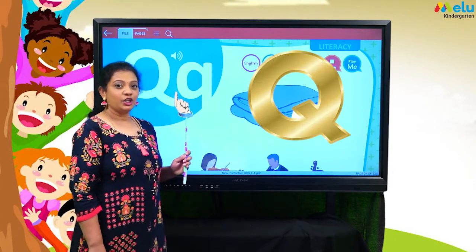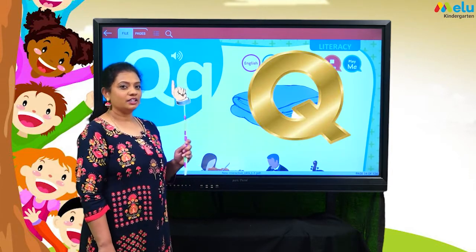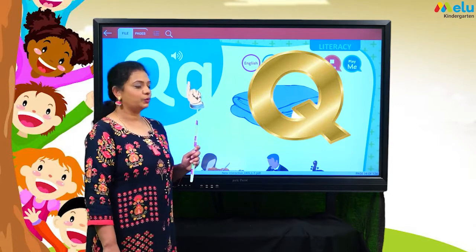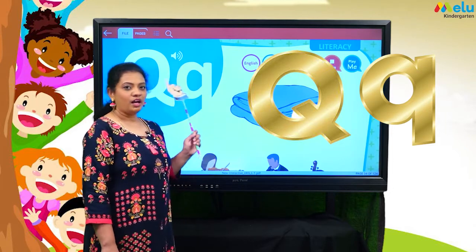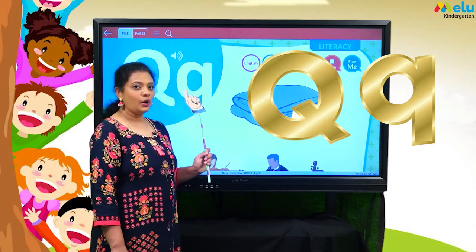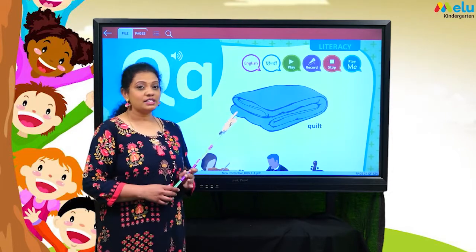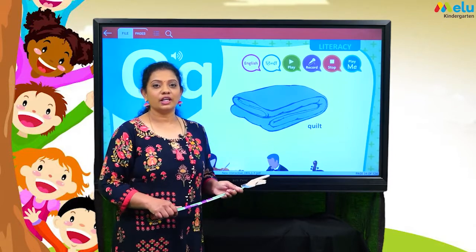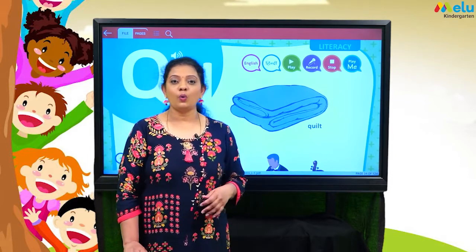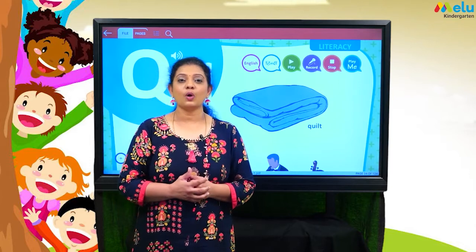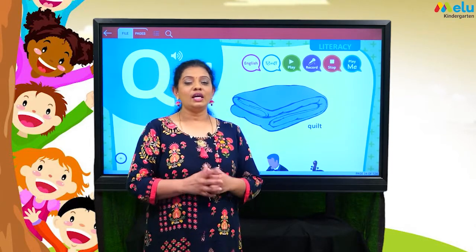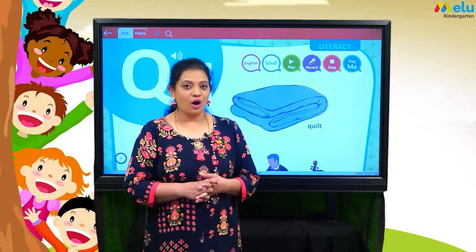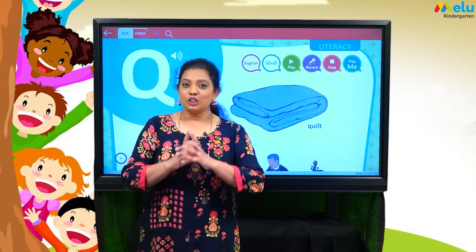It is Q, right? This letter is Q. Uppercase Q, lowercase q. And what is the sound of letter Q, children? It is qua. Q sounds qua. Okay. Now let us see one rhyme on letter Q.